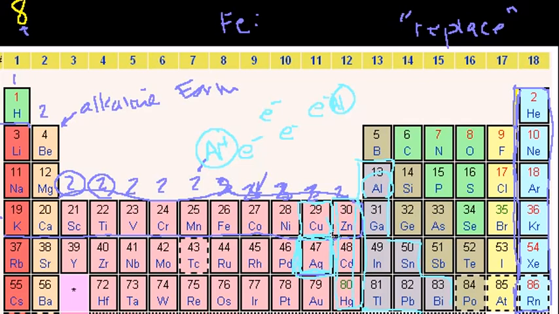So these are the transition metals. These are actually considered the metals. But the reason why these are considered the transition metals is because they're filling the d block. But you know, transition metals kind of sound like not as good as a metal.